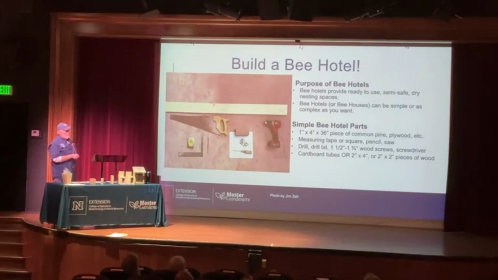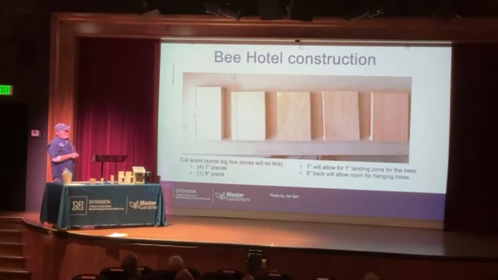Slide, please. Very simple tool list. Then I cut the wood, or I have Home Depot cut the wood. Down here you can see there are 4 7-inch pieces and 1 8-inch piece. That's just what's left over in the 36-inch long piece of wood. 7 inches long. Why 7 inches? Well, bees like, for some reason, 6 inches.